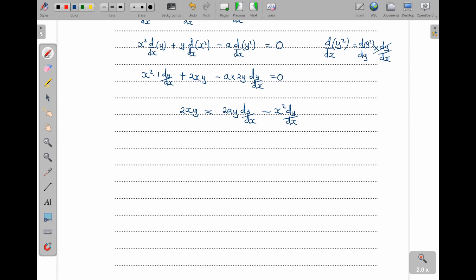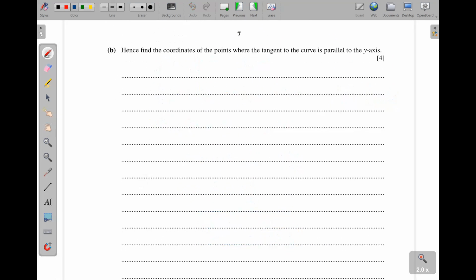So factorize out the dy/dx. Here we are going to have dy/dx times (2ay minus x squared) equal to 2xy. When we divide all through by this coefficient of dy/dx, our dy/dx is going to be equivalent to 2xy over (2ay minus x squared). So that is what they told us to show.